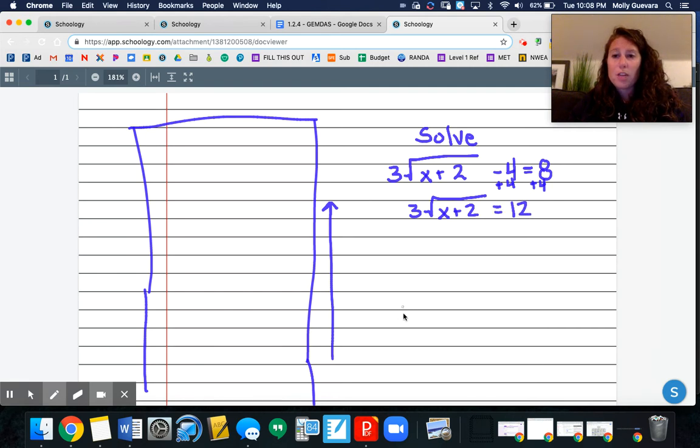Okay, so I got rid of all my addition, subtraction. Now I can look at multiplication, division. Do I have any multiplication, division? The answer is yes. This 3 is multiplying by the square root. So I can divide by 3. Which gets me the square root of x plus 2 equals 4.